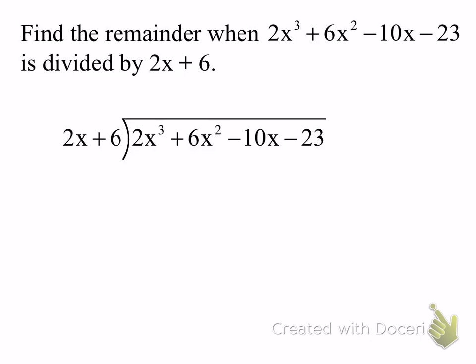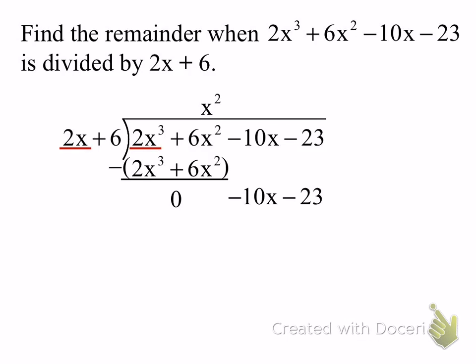2x times what equals this? X squared. So I put it over here. X squared times 2x is 2x cubed. X squared times 6 is plus 6x squared. So now, when I subtract everything, what happens? And that's okay. So we bring the next one down, and the next one.